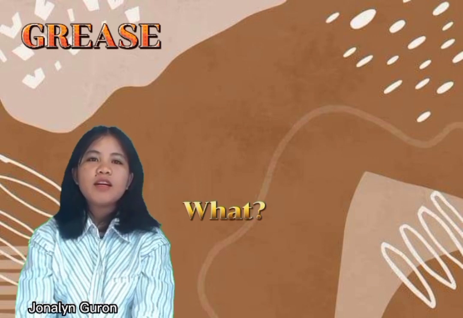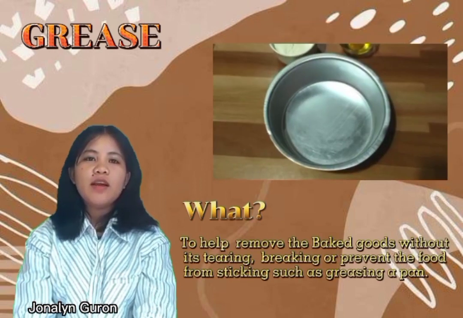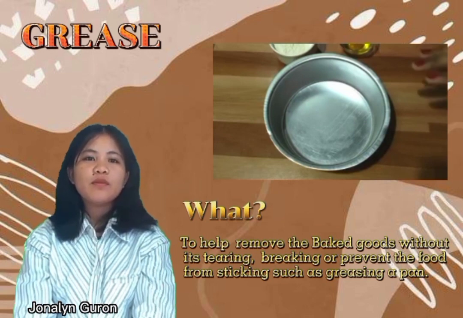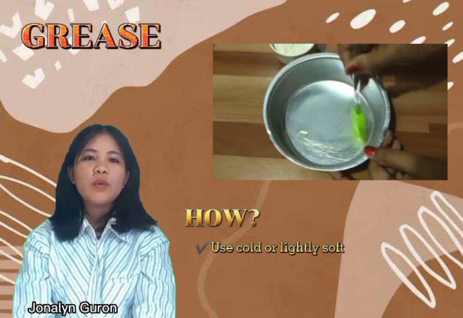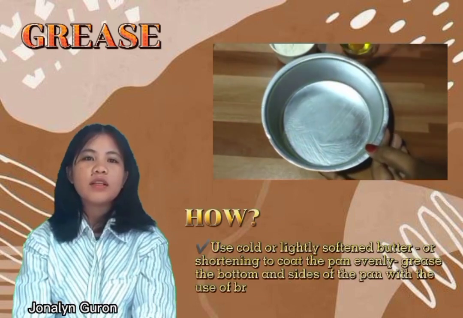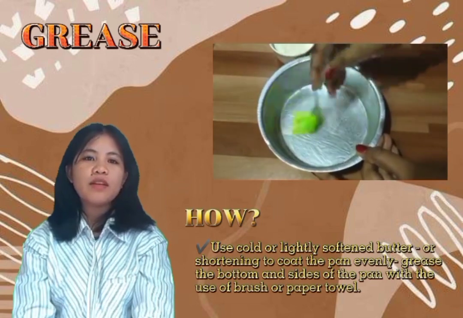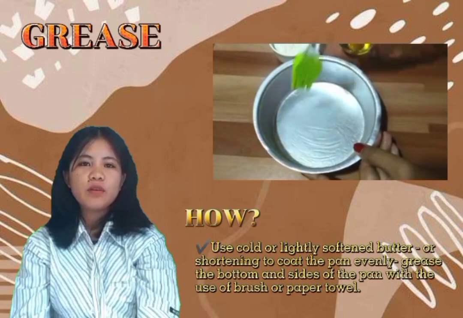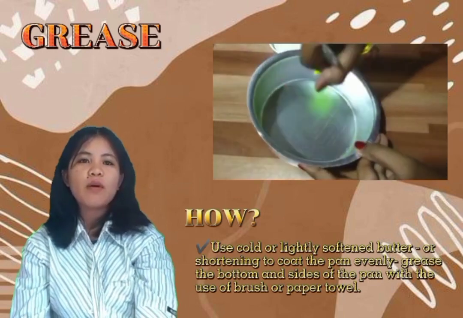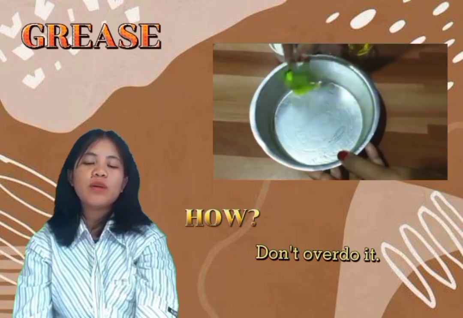So in baking, greasing is meant to help you remove the baked goods without them sticking or breaking, and to prevent the food from sticking, such as greasing a pan. On how to grease, we can use cold or lightly softened butter or shortening to coat the pan evenly. Grease the bottom and sides of the pan with the use of a brush or paper towel. You only need a thin layer, so don't overdo it.